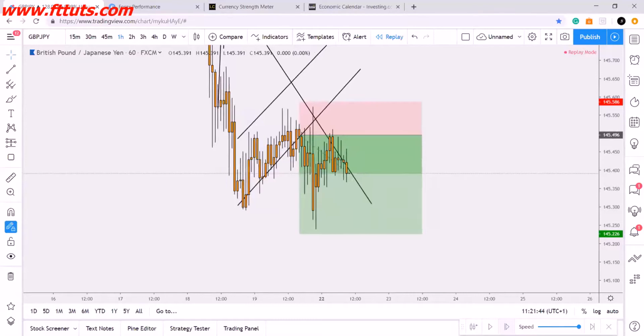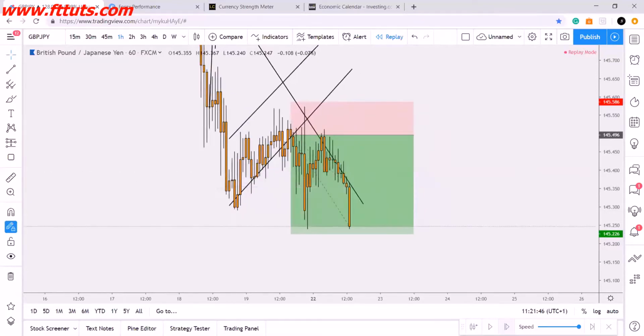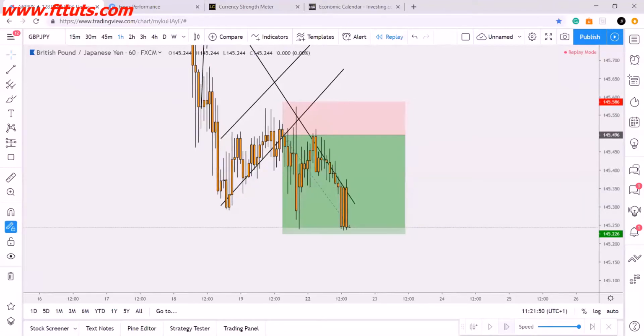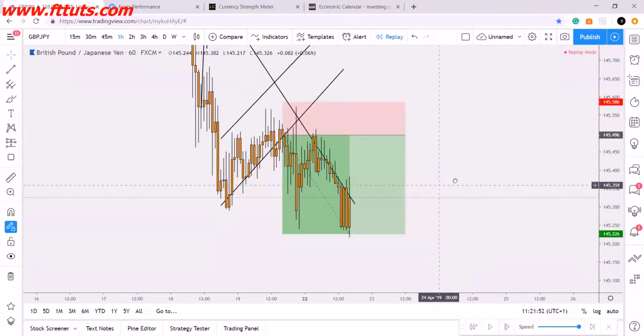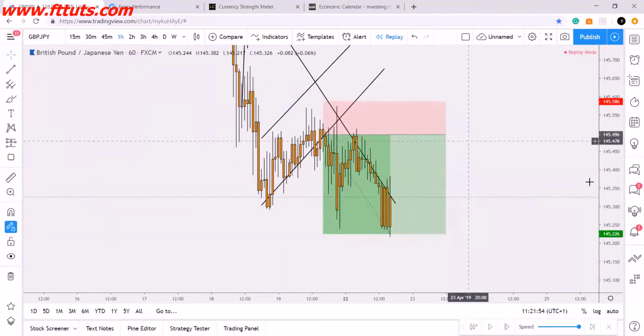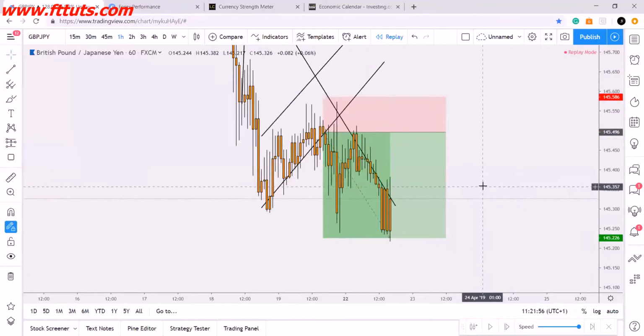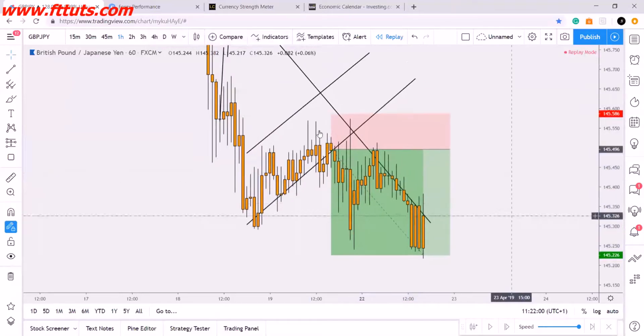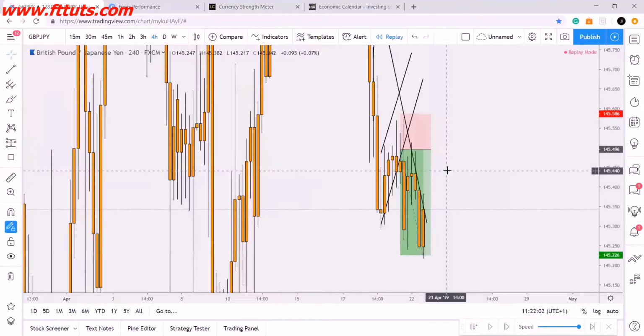This is unbelievable, huh? This is why I don't trade GJ. Okay, take profit here. This pair is wild. Absolutely wild. It's on steroids, man. Damn. All right.